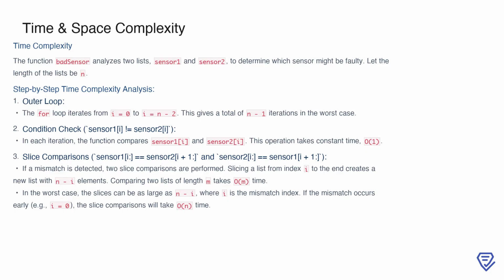However, if a mismatch is detected, two slice comparisons are performed to verify the fault. Slicing creates a new sublist from index i to the end, which has a size of n-i. Comparing two lists of size m takes O(m) time. So in the worst case, when the mismatch happens at the beginning of the lists, the slices would be as large as n, making the slice comparisons take O(n) time. These operations form the basis of the time complexity for this function.